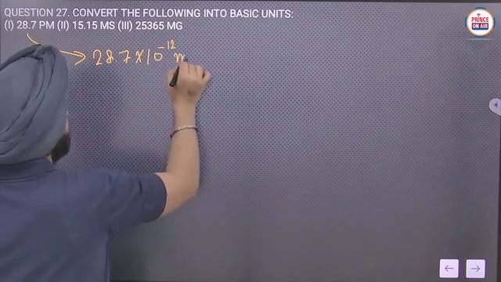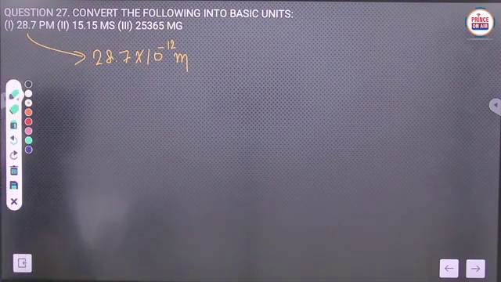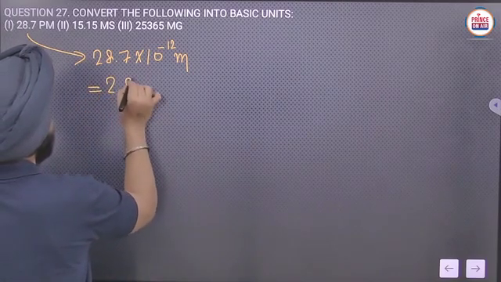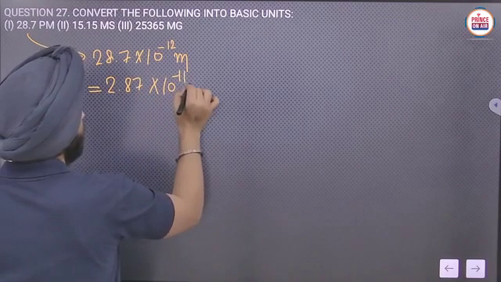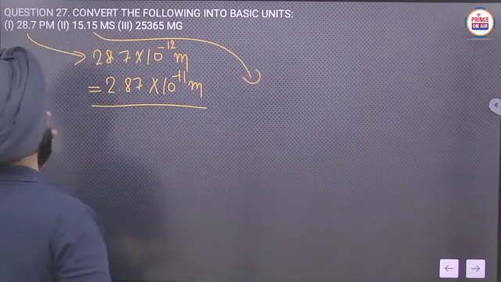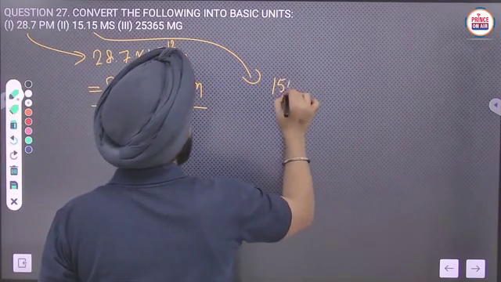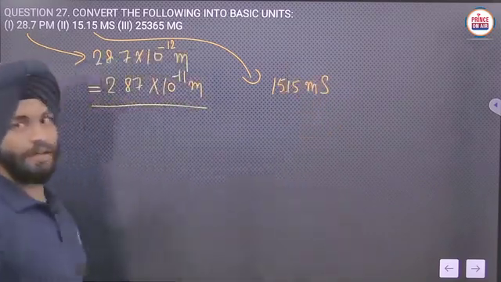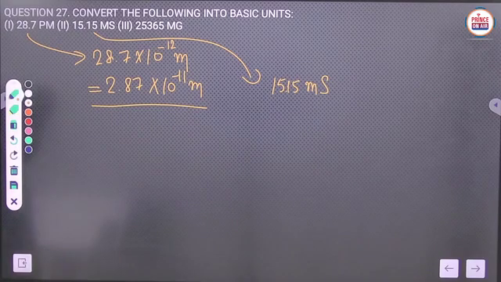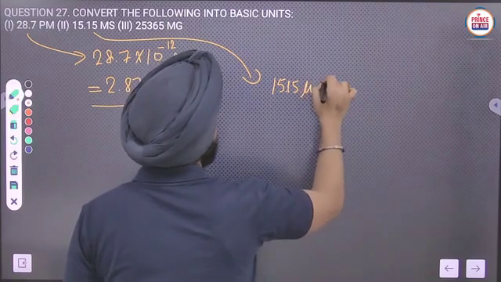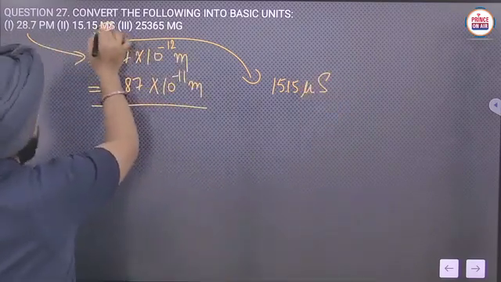Pico is 10^-12 meter. Okay, picometer, no? So here you can write it as 2.87 × 10^-11 meter also. Next, this one, 15.15 millisecond. Okay, it is not a millisecond, it is a microsecond. That is a mistake here, microsecond.